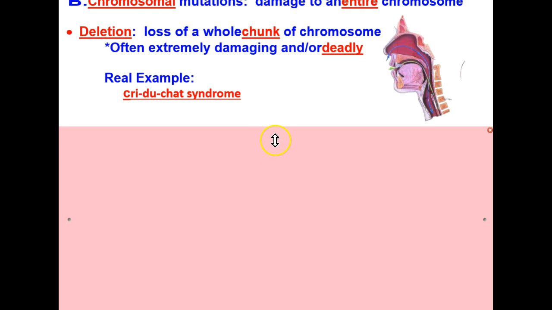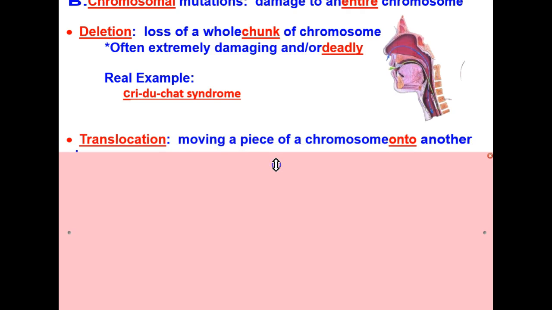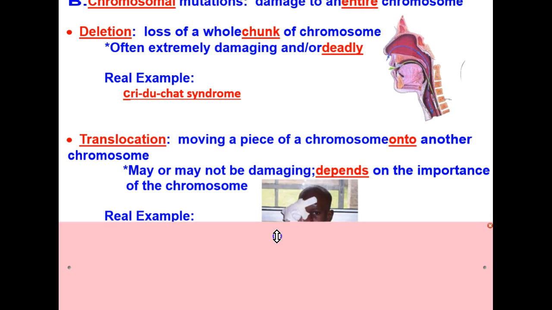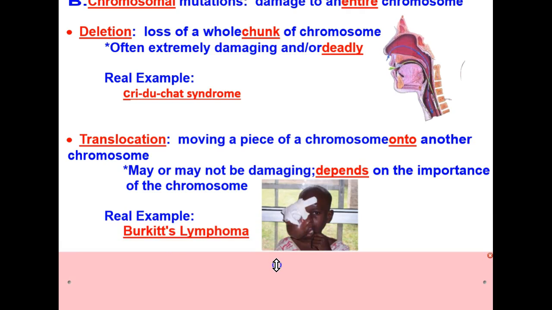Next type of chromosomal mutation we'll take a look at is translocation. Translocation is moving a piece of a chromosome onto another chromosome. This may or may not be damaging. It depends on the importance of the chromosome. A real example of this is Burkitt's lymphoma. And you can see the side of the face very distorted in this picture right here.